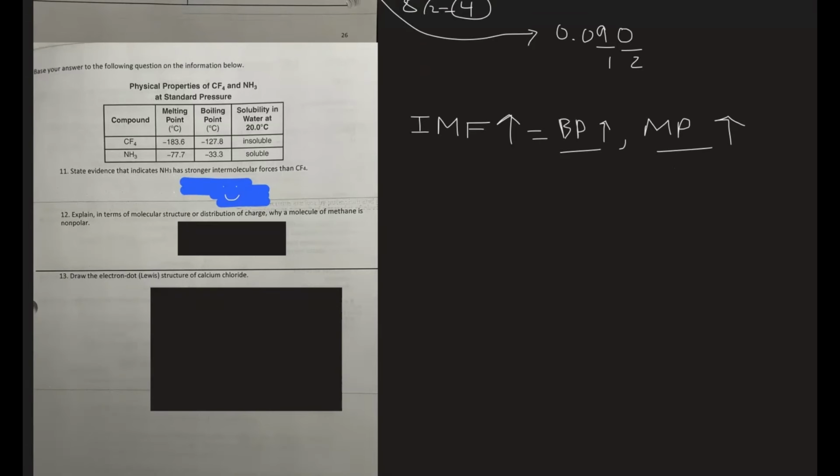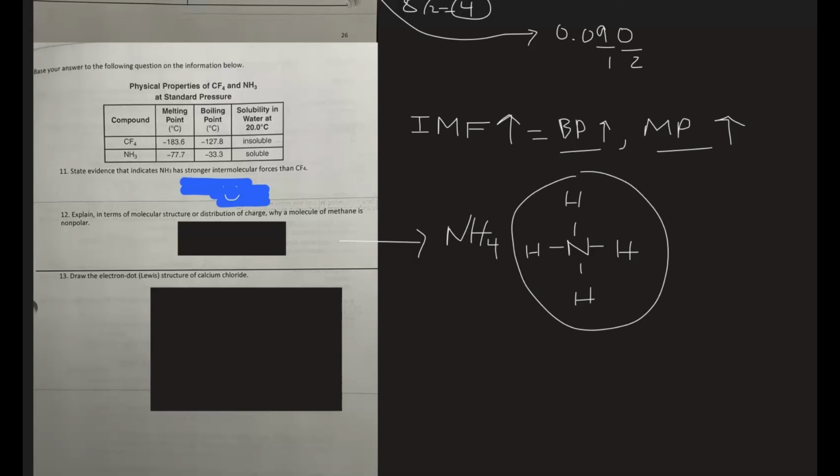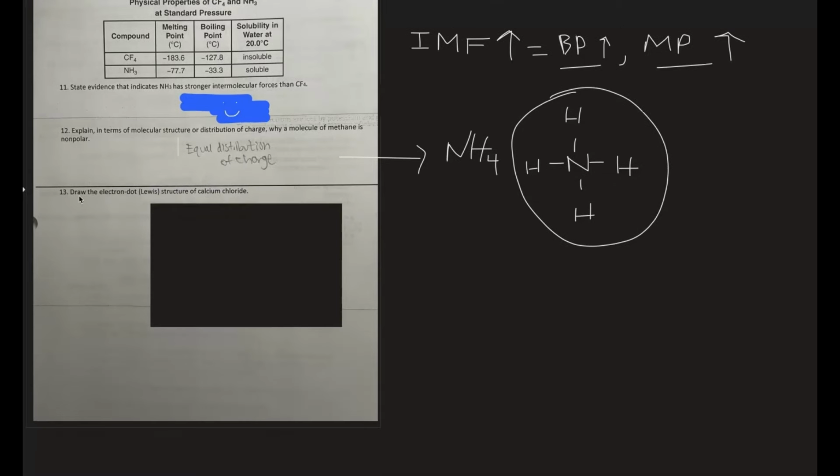Number 12, explain in terms of molecular structure or distribution of charge. So we have an option here. Why a molecule of methane, which is this, CH4, is nonpolar? Well, if we were to draw this out, it would look like this. And we can just talk about the distribution of charge, right? It's a symmetrical distribution of charge, a symmetrical molecule here, and therefore it is nonpolar. Equal distribution of charge.